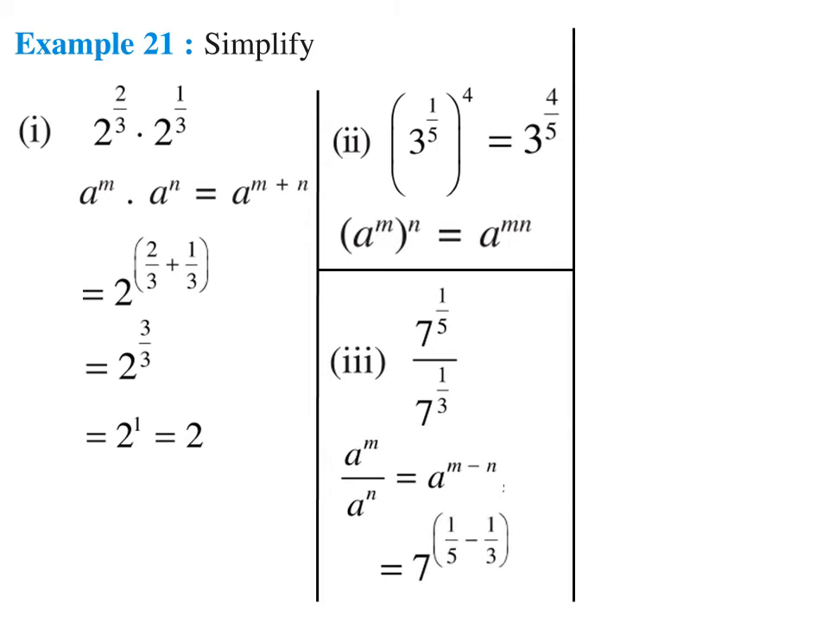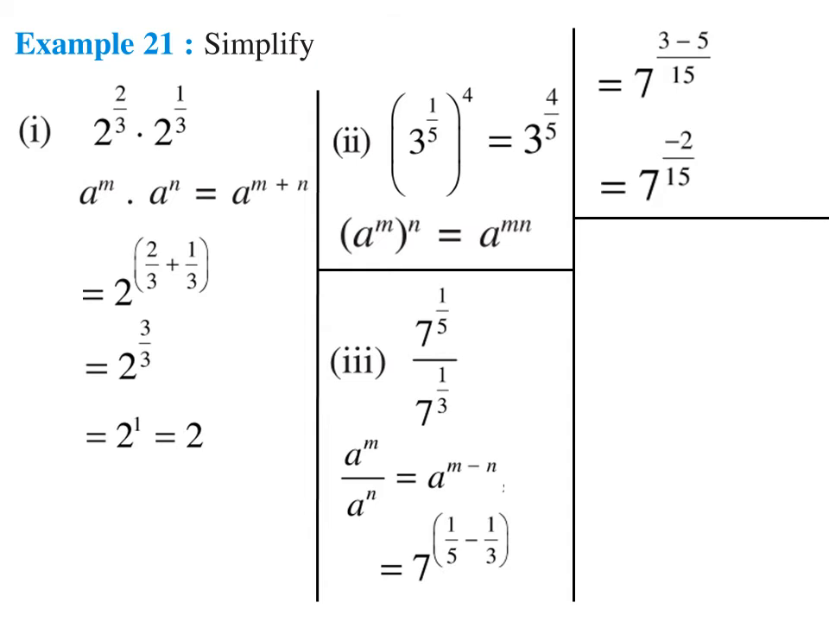Now what will happen? In the next step, we can take the LCM as 15. So what will I get? 7 to the power 3 minus 5 divided by 15, which can be written as 7 to the power minus 2 by 15, and that will be my answer for the question.